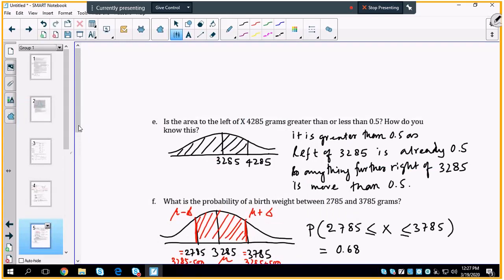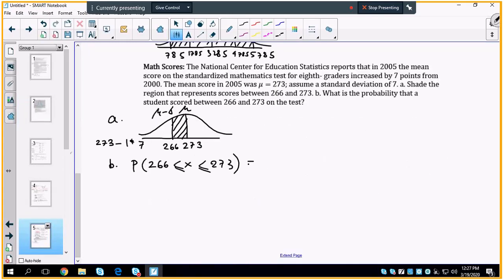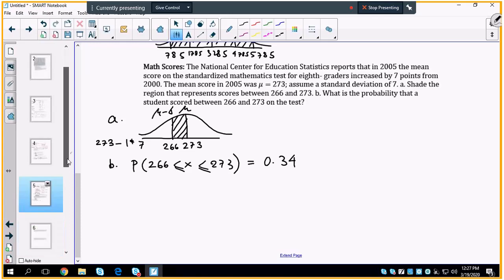So we'll go ahead and say that this is going to be 0.34. I cannot write percentages because I'm writing probability. So it's half of 68%, which is 34%. And I say that it's 0.34. Answers my question. All right.